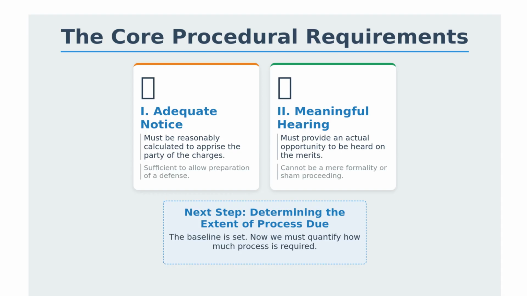Now that we have successfully identified a protected interest, whether it is life, liberty, or property, we move to the fundamental procedural requirements mandated by the Due Process Clause. The government cannot deprive you of that interest without two essential components: adequate notice and a meaningful opportunity to be heard. Regarding notice, the requirement is strict. The notification must be reasonably calculated, under all the circumstances, to apprise the interested party of the charges or proposed action against them. It must be sufficient to allow them to prepare a defense.